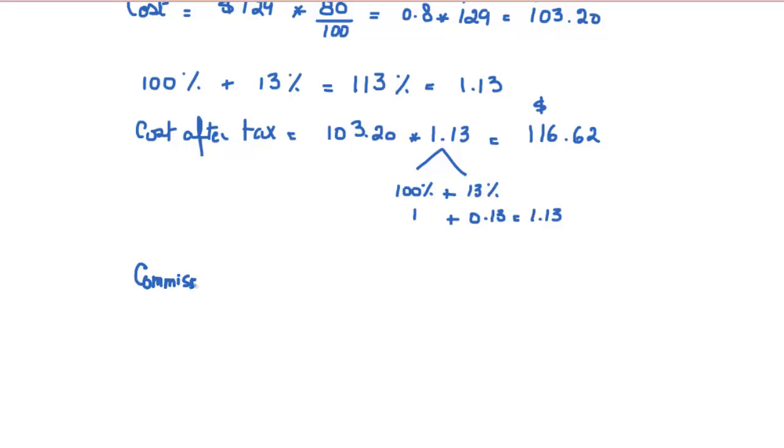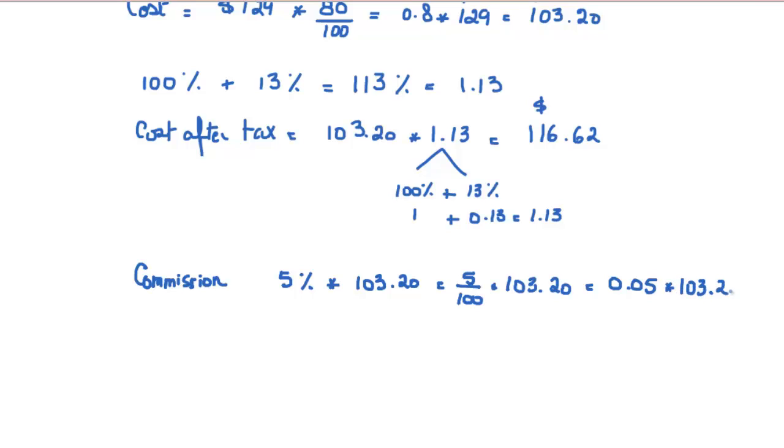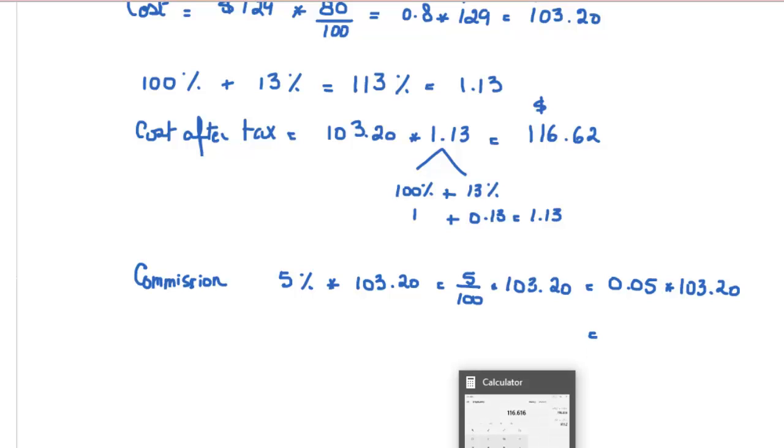So let's say I need to calculate the commission that Corey will get from the store. If we are saying 5% of the 103.20, that means 5 over 100 of 103.20, and if I transfer that to the decimal, 0.05 times 103.20. So let's see how much Corey would get after selling this running shoes.